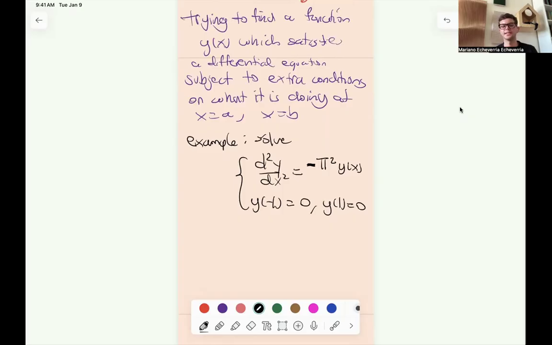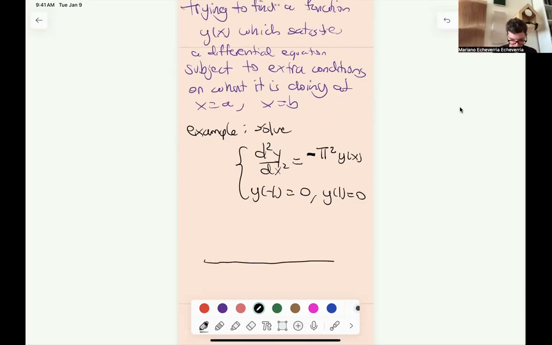So what this is saying is that in this type of problem, you're trying to find a function whose second derivative equals minus pi squared times the function, subject to the requirement that at -1 and 0, the function equals 0. So if you draw -1 and 0 here, I don't know how the function would look, but whatever it does, you're forcing it to be equal to 0 at the boundaries.